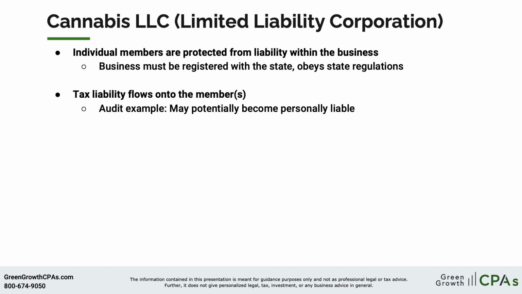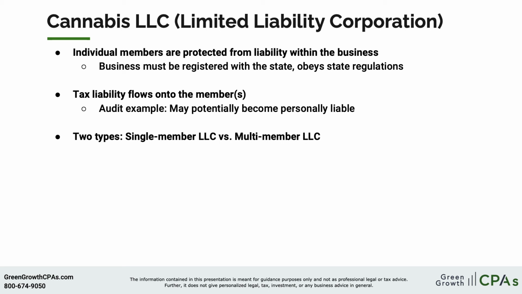Now, one thing to consider is that the tax liability flows onto the member or members of the LLC. Now, in the case that you lose a tax audit for your Cannabis LLC and you owe some type of additional taxes or penalties once that audit is all said and done, then you may be potentially on the hook and become personally liable to pay that tax bill. So, yes, LLCs sometimes seem a little bit easier, but in the case of an audit, you may be stuck with that tax bill. And there are two main types of LLCs.